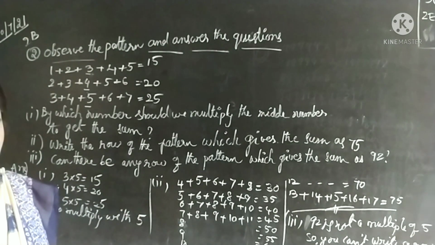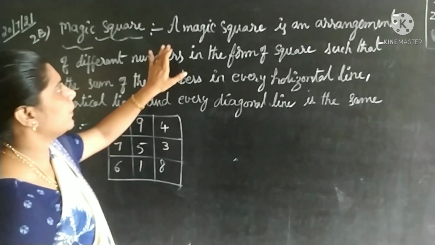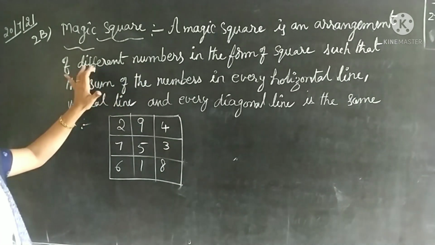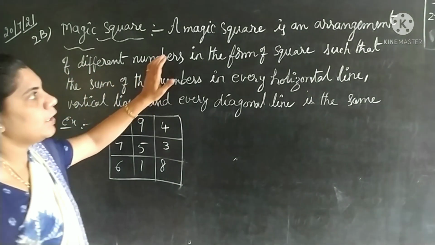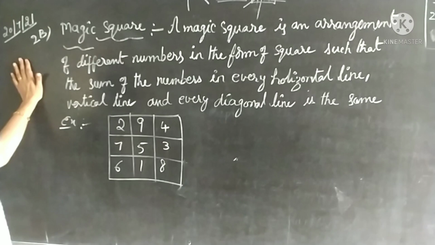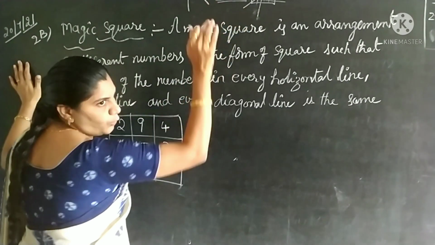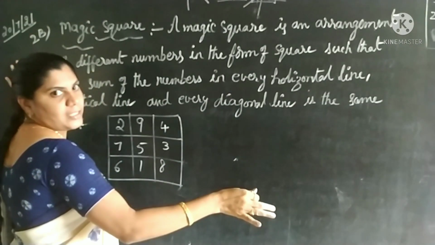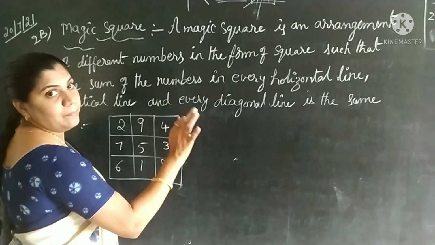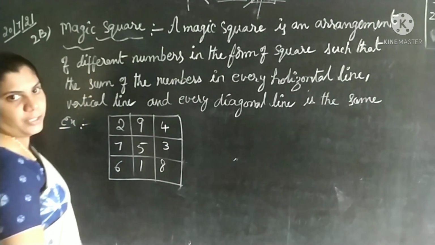Understood? Good. Fine. Magic square is nothing but, see, what is the magic square? The magic square is an arrangement of different numbers in the form of a square. Magic square is in the pattern of 2 by 2 or 3 by 3 or 4 by 4, like a square pattern only. In that square pattern also, we will take different types of numbers, but the horizontal sum, vertical sum and the diagonal sum must be equal.